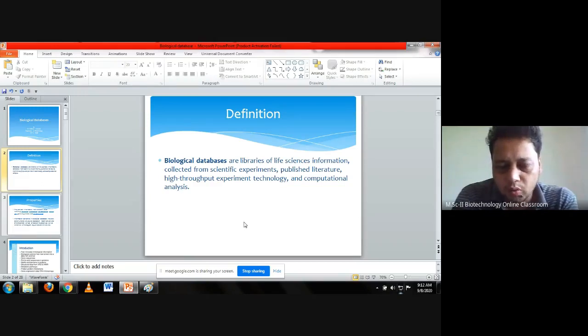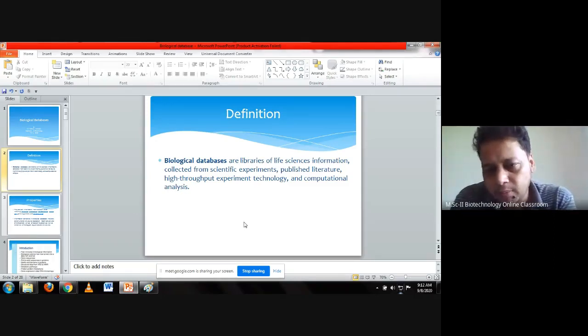So if you are working on RNA, you will get sequences of adenine, uracil, guanine, and cytosine. Seeing only this sequence, you will get nothing. What you have to do is convert that into amino acids. So a lot of computational analysis is involved. So the collection of these is the collection of libraries.